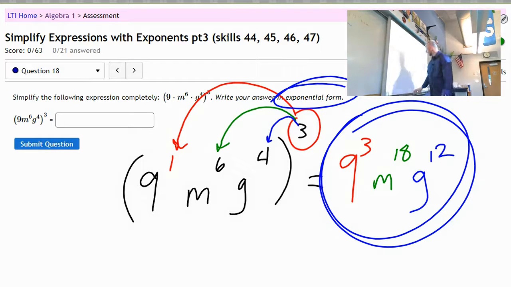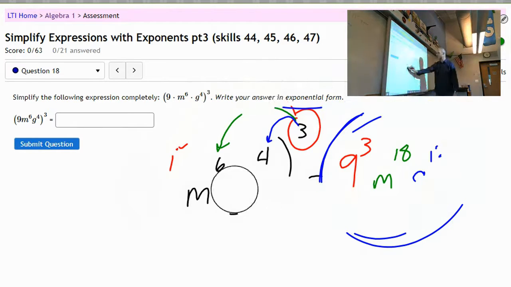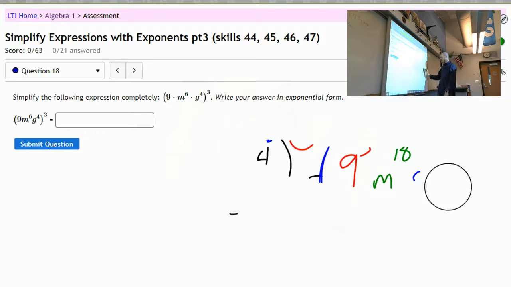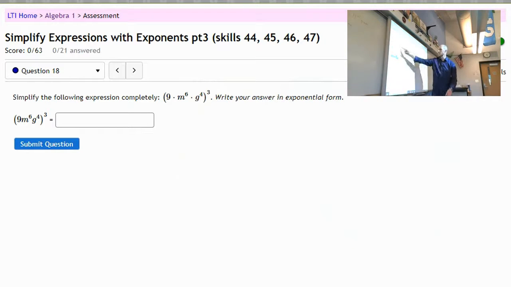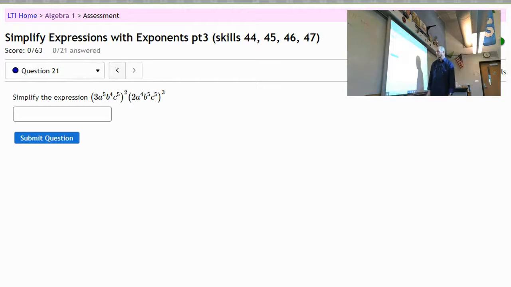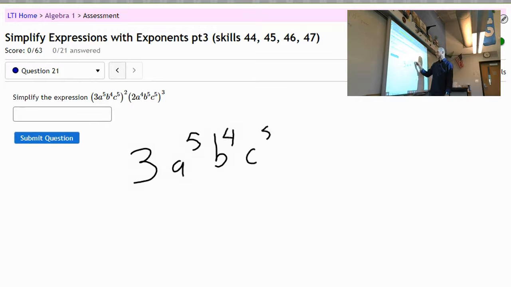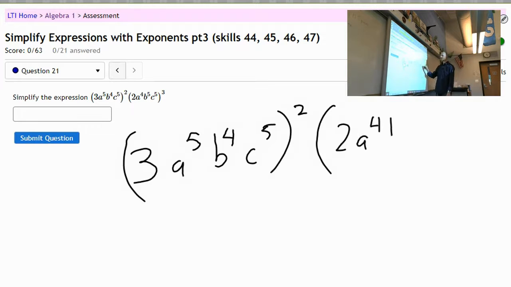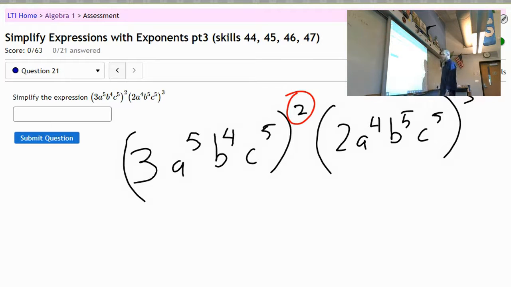And maybe we'll jump to the last one in the whole assignment. Let's look at number 21. All right, looks scary, right? It does. I agree. There's a lot of stuff here. Okay, so I have 2 sets of parentheses. Inside each set of parentheses is a bunch of stuff, but each set of parentheses also is raised to another power. So look at the first set of parentheses.